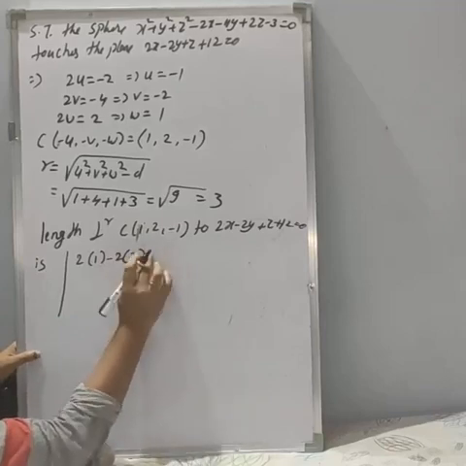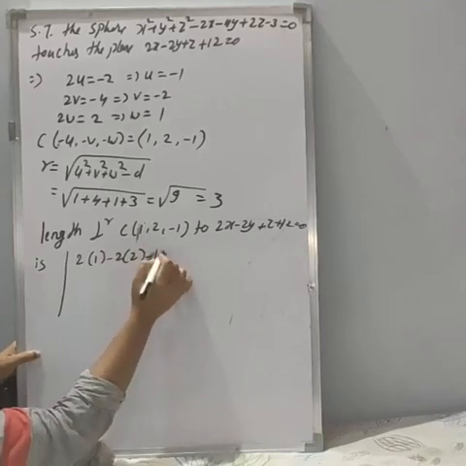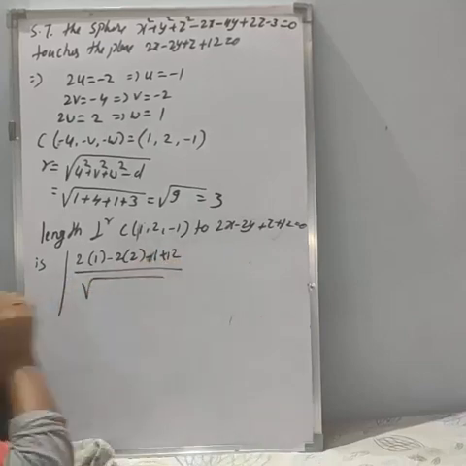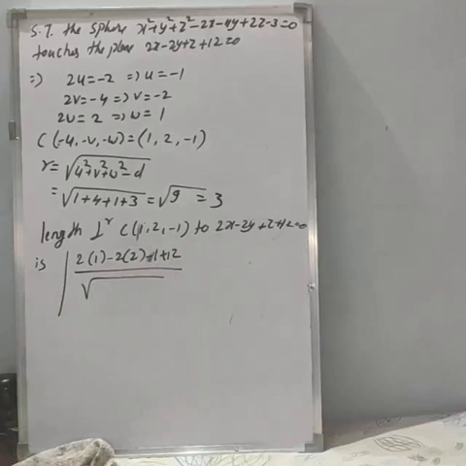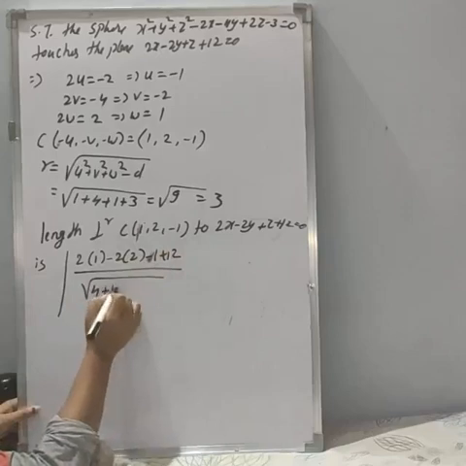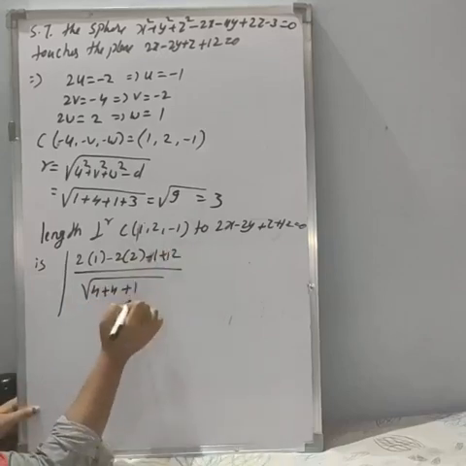Plus z value is minus 1. So directly it is minus 1 and that plus 12 as it is, divided by square root of coefficient of x square plus y square, a square plus b square plus c square. So 2 square, that is 4. Minus 2 square, again it is 4. And coefficient of z is 1, 1 square is 1.